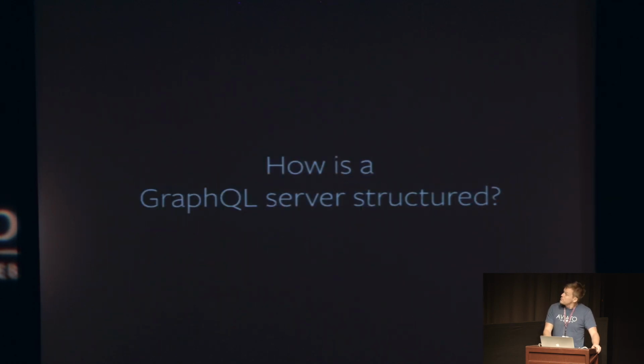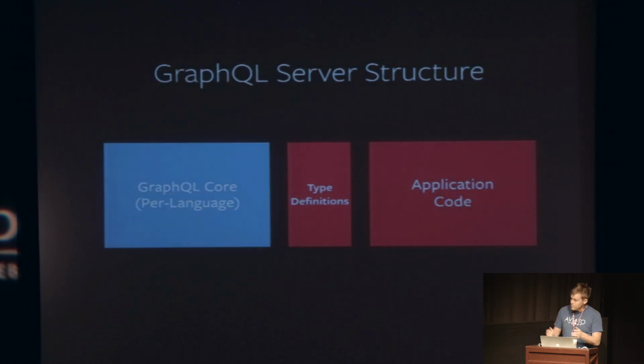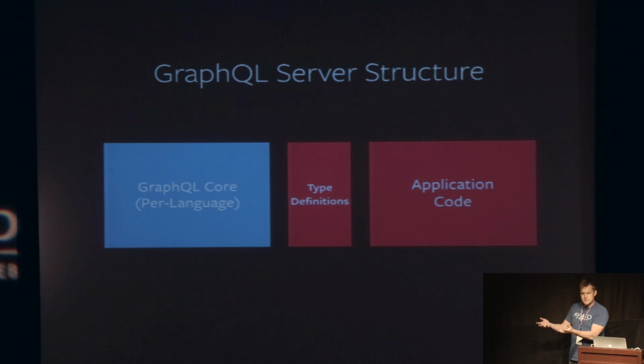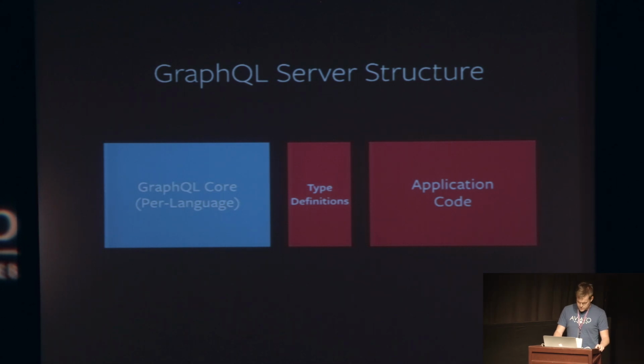So how is this all structured? We break this broadly into 3 major components. On the left is the GraphQL core. This is the piece of software that we released in the technical preview. In the middle, you have your type definitions. This is the thing that glues together the GraphQL core to your application code, which you don't need to change in substantial ways in order to use it as a GraphQL system.